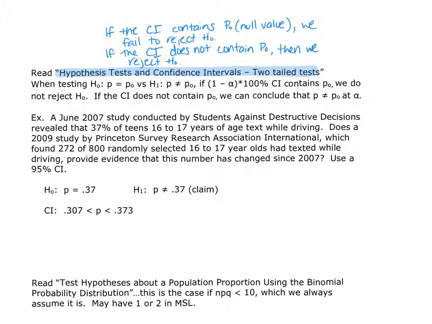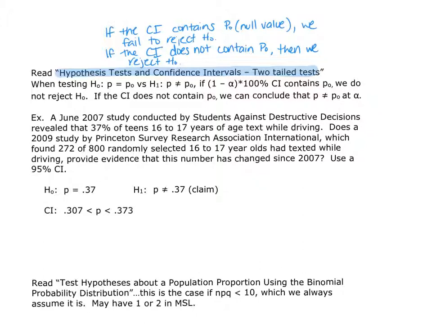A June 2007 study conducted by Students Against Destructive Decisions revealed that 37% of teens aged 16 to 17 text while driving. Does a 2009 study by Princeton Survey Research Association International, which found that 272 of 800 randomly selected 16 to 17-year-olds had texted while driving, provide evidence that this number has changed since 2007? Use a 95% confidence interval.